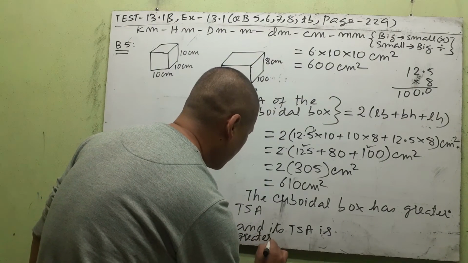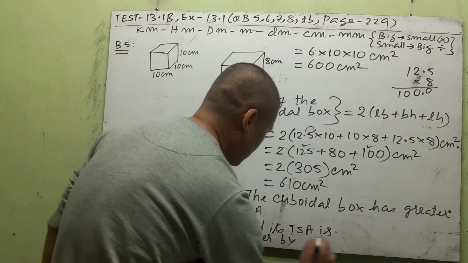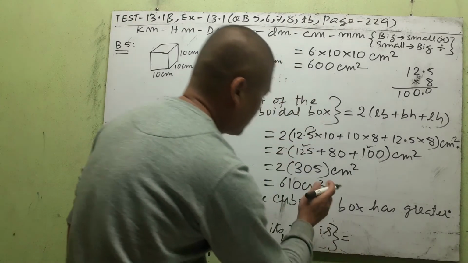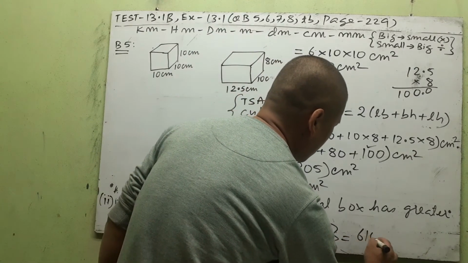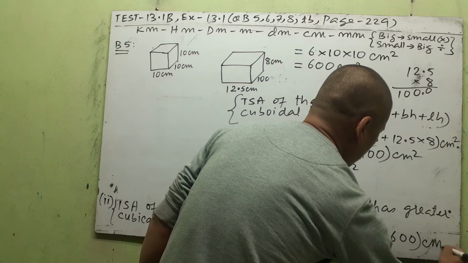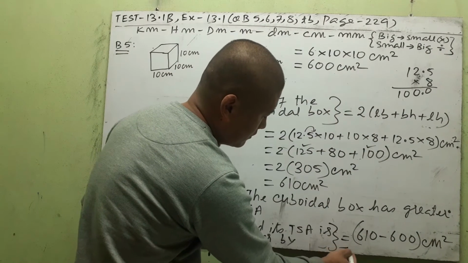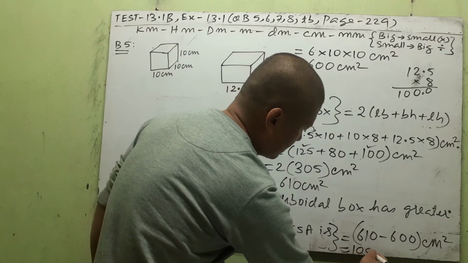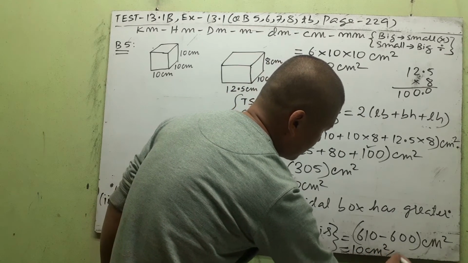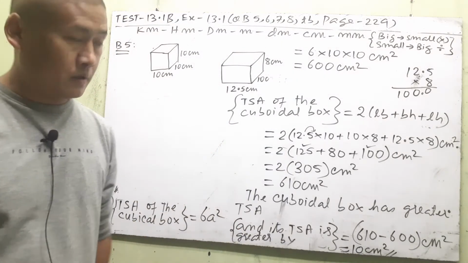means cuboidal box has greater surface area, greater by a value or by a number, bigger minus smaller. So 610 minus 600, and the common centimeter square can be put up. So the answer is, by 10 centimeter square, the cuboidal box has greater total surface area.